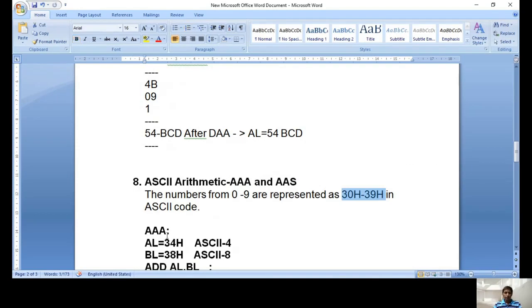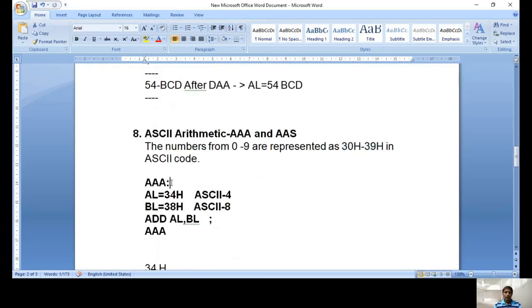Let us see the role of the AAA instruction. The AAA instruction takes ASCII numbers in the range of 30H to 39H and performs addition. After addition, if the result is in the hexa range, it converts that result into the form of unpacked BCD only. Unpacked BCD means the result must be in the range of 00H to 09H only.